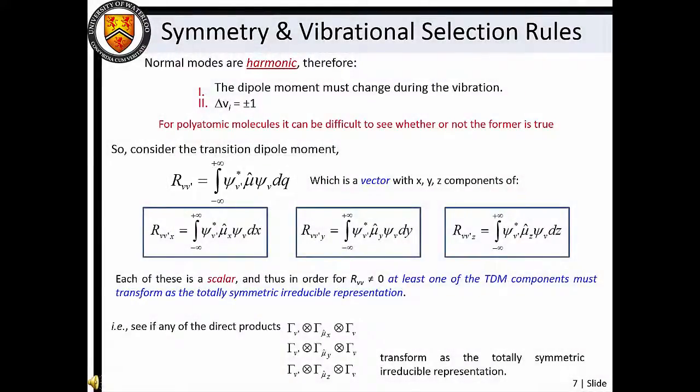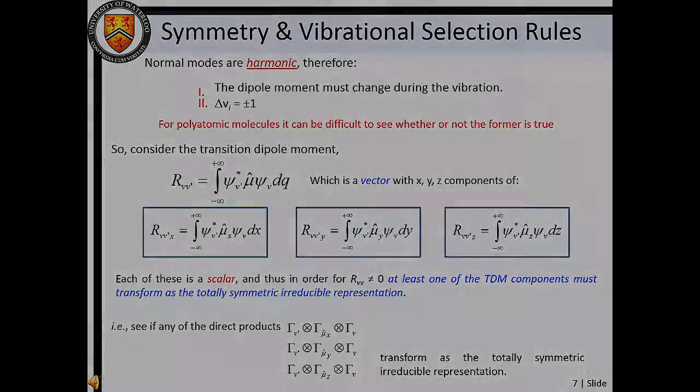Owing to the fact that the molecular dipole moment is a vector with x, y, and z components, we must consider the x, y, and z components of the transition dipole moment. For a non-zero transition dipole moment to occur, at least one of the component integrands must be transforming as a totally symmetric irreducible representation. Thus, we must determine the direct product of the irreps for the initial vibrational wave function, the dipole moment vector component, and the final vibrational wave function.